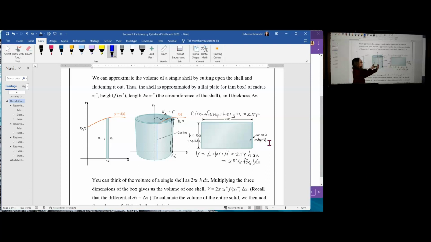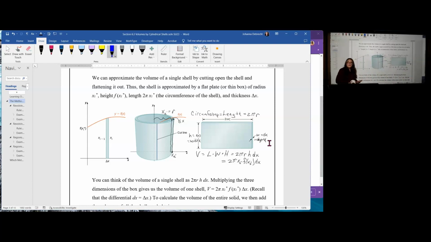When we cut this and we open it up, we get a box. The top length is given by the circumference. This distance around the circle opened up has length 2 pi times the radius, but the radius is given by the x value at that point. So it becomes 2 pi x sub i star. Then we can find the height at that particular point. The height at this point is given by the y value on the function. So the height is f of x sub i star. And putting it all together, we have the formula 2 pi x sub i times the function at x sub i, the y value, times the differential dx.